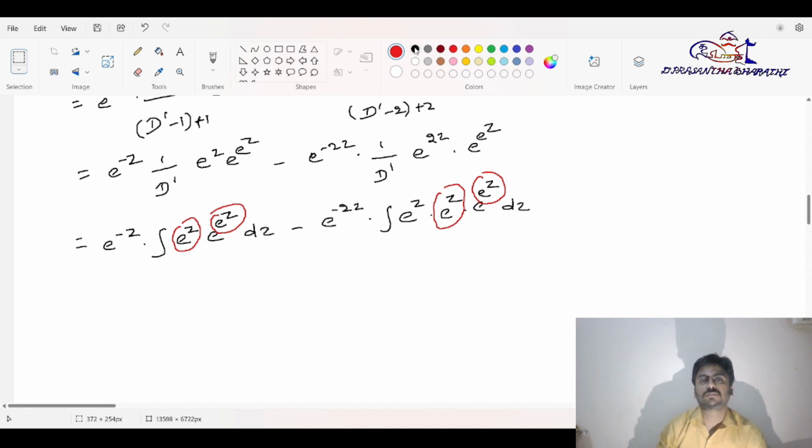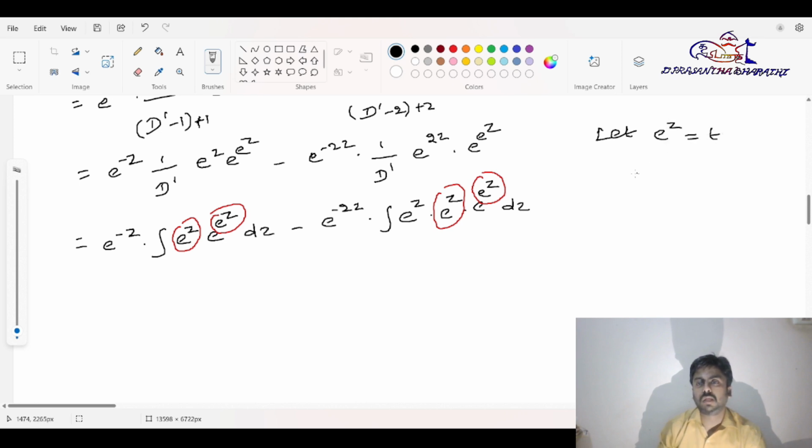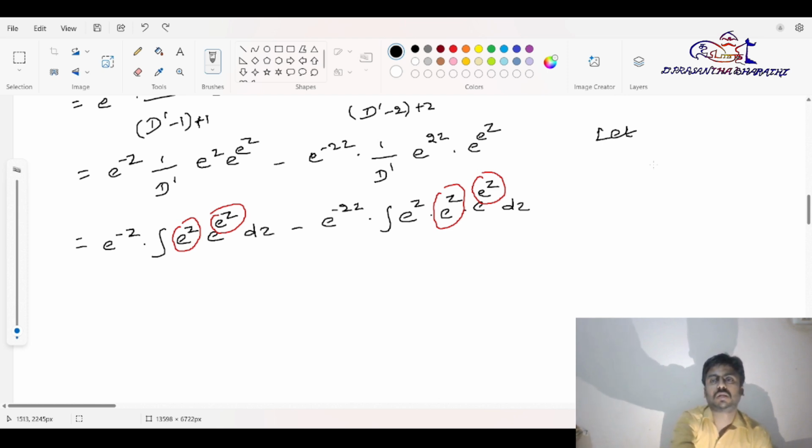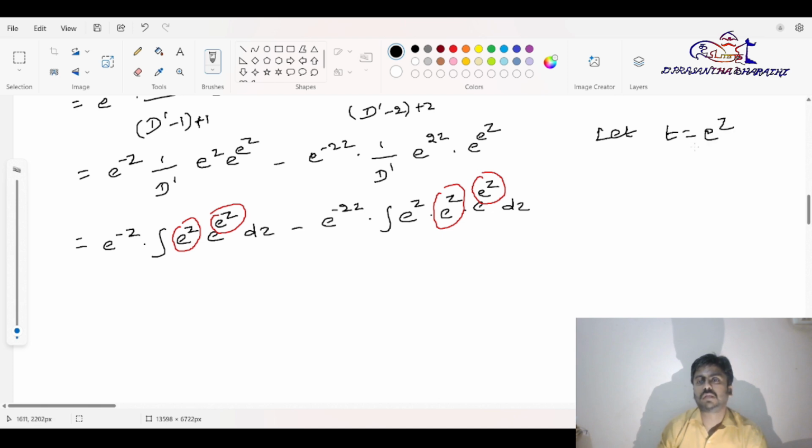So the first thing is I am going to take t equal to e power z. That will be very convenient. Let t equal to e power z, then you will get dt equal to e power z dz, right? Now I am going to substitute these two things in the integral. Now e power minus z into integral, what is e power z? t into e power z dz.